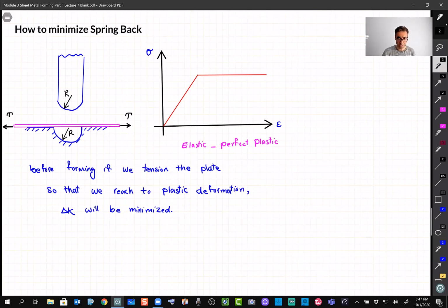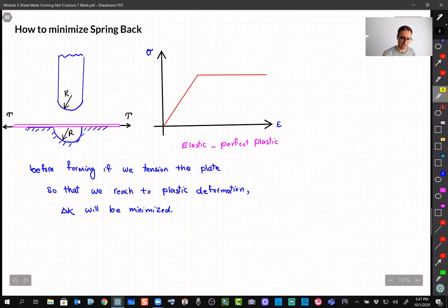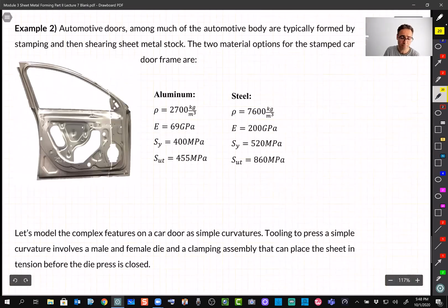We apply a tension, getting the material to the plastic deformation or plastic zone. And how do we know how much T? It depends, of course, on the material and its geometry. We can calculate T, the tension. Let's solve a quick example together.